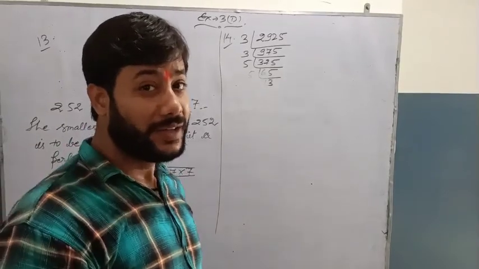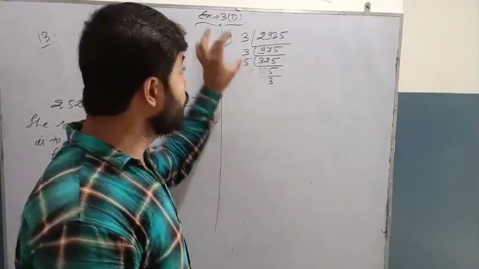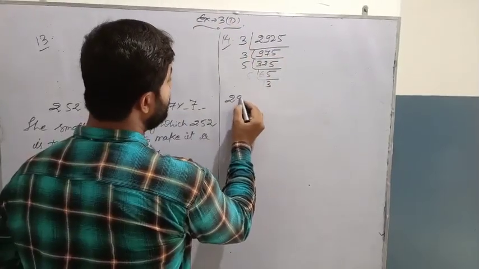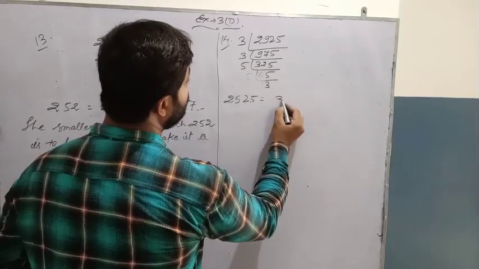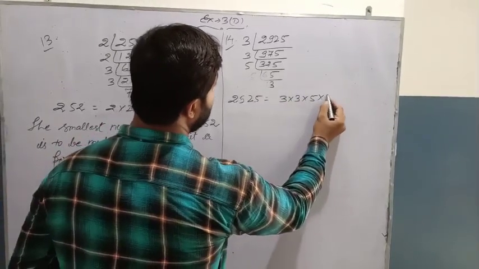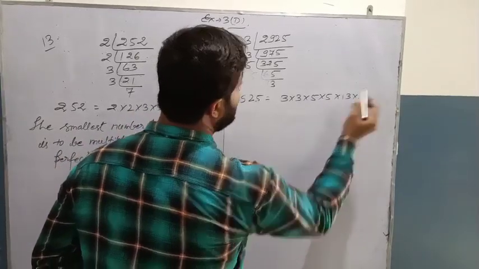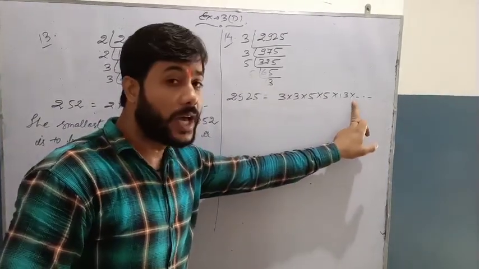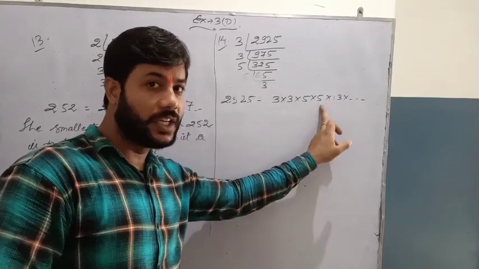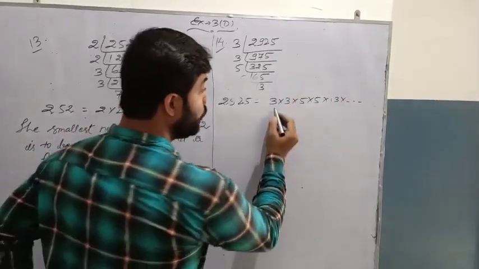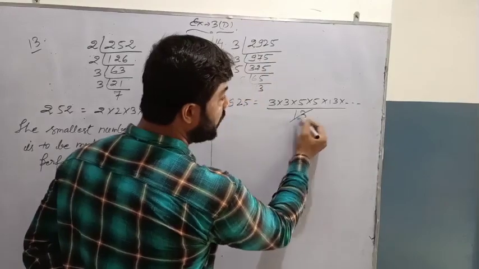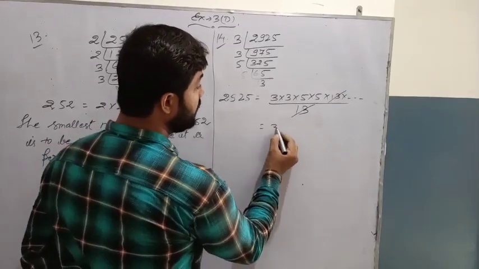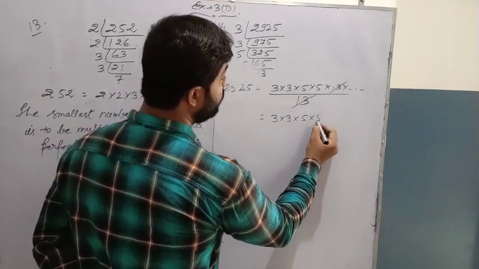Now 13 is a prime number. It will not be divisible by any other number. So we are having 3 into 3 and 5 into 5 in pairs. So we can write 2925 is equal to 3 into 3 into 5 into 5 into 13 into dash. So here, since we have to divide, we do not require a number which should be multiplied to it. We have to remove this 13 from here. So we will divide it by 13. So 13 cancels. Now we are having the set of numbers, that is 3 into 3 and 5 into 5.